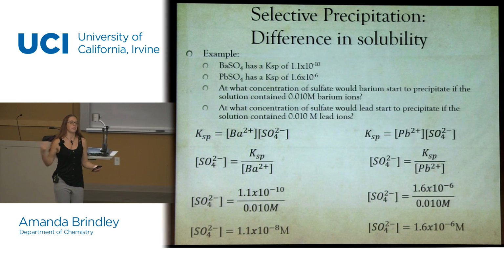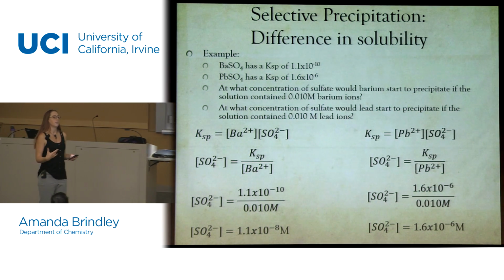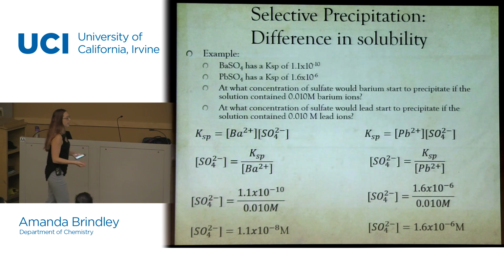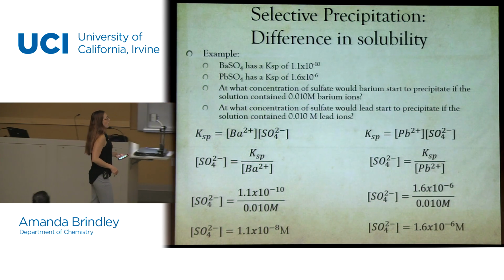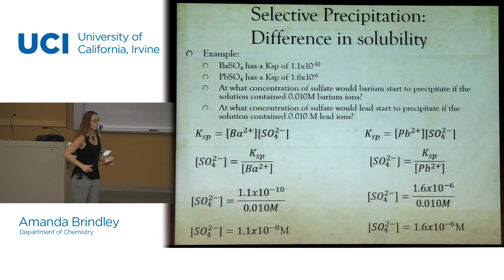And there are chemical reasons why we would want to do this. This isn't just a sort of made up problem. This is something that we would want to do at times in a lab. Okay, so we figured out their sulfate concentrations that would happen when they start precipitating.